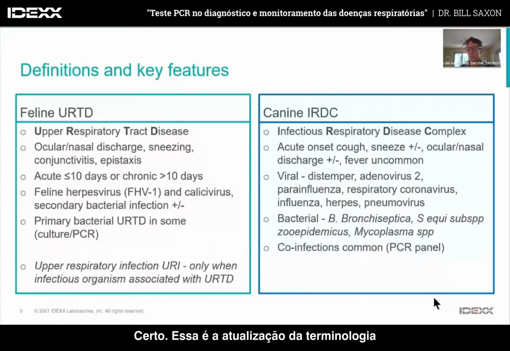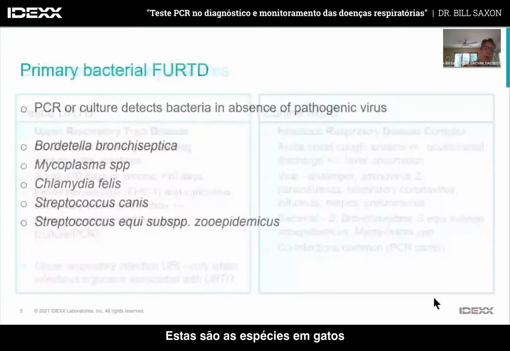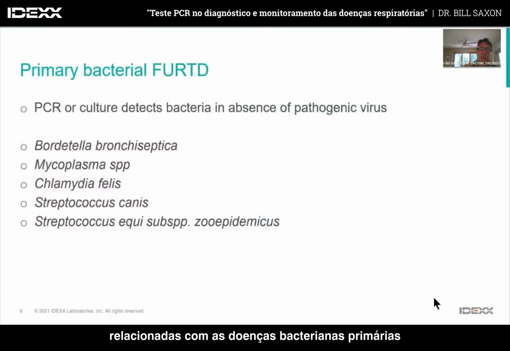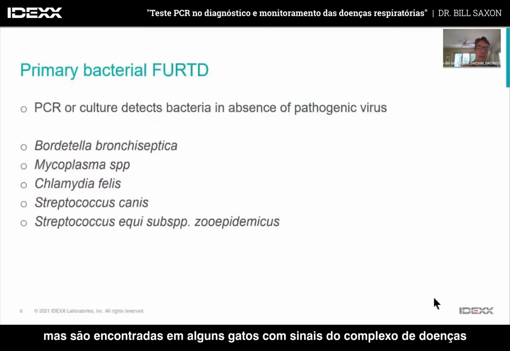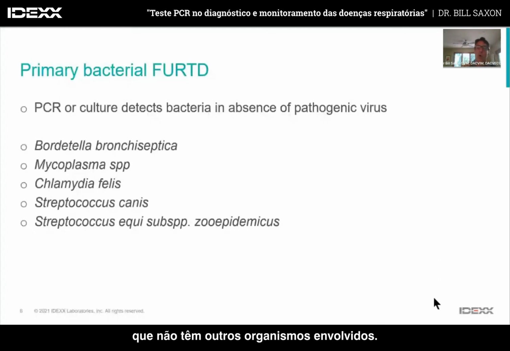Okay, that's sort of an update on terminology and the overview of, I think, what we mostly know about how these infections go. And here are the species in cats that have been associated with primary bacterial upper respiratory tract disease. Some can also be secondary, but these are found in some cats with signs consistent with that disease complex that have no other organisms involved. And I don't think the list here is any big surprise.